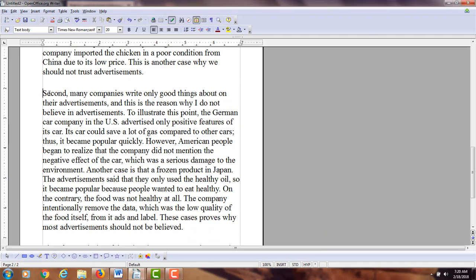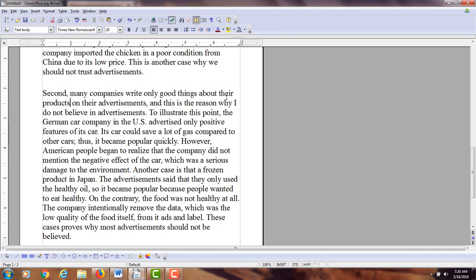In the next paragraph, you say, second, many companies write only good things about their products in their advertisements. I would say you're missing something here.